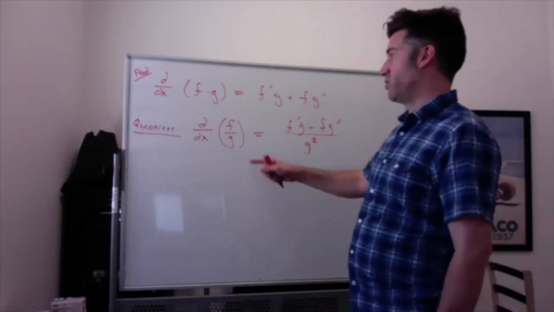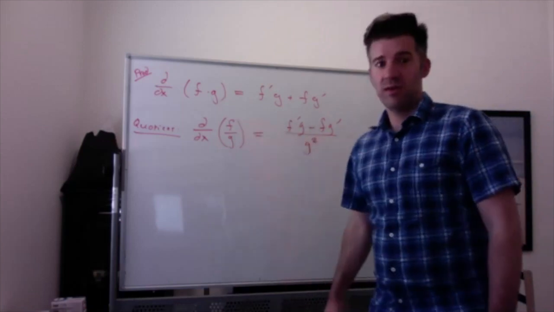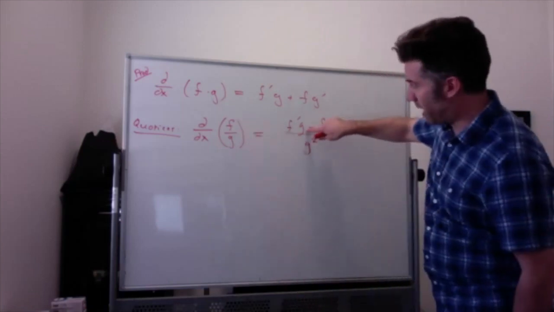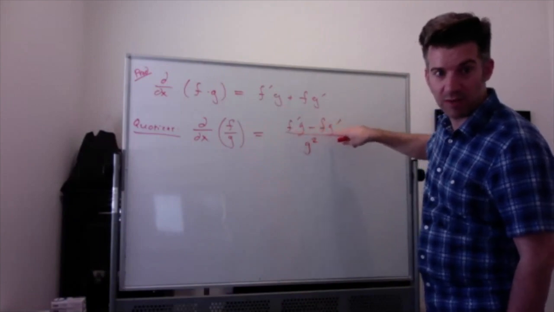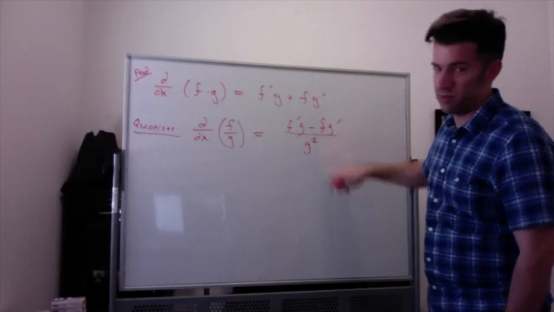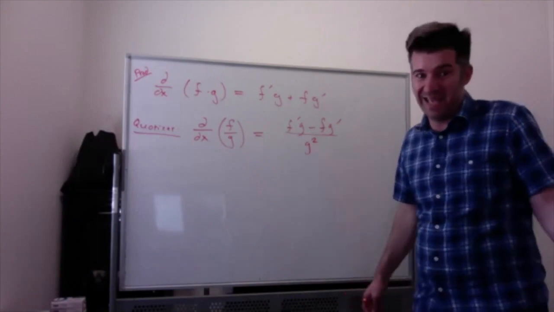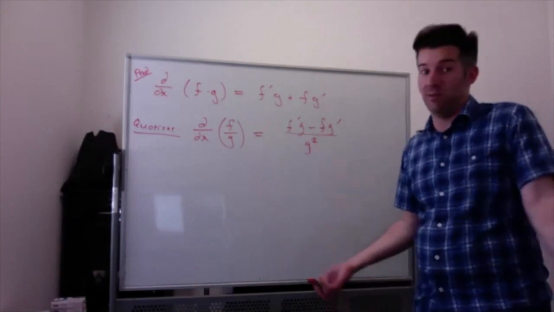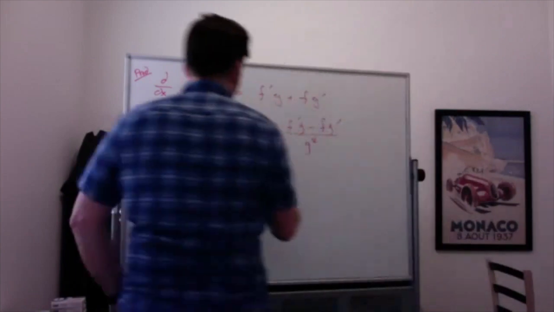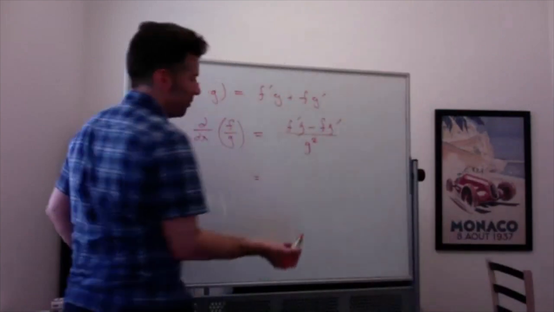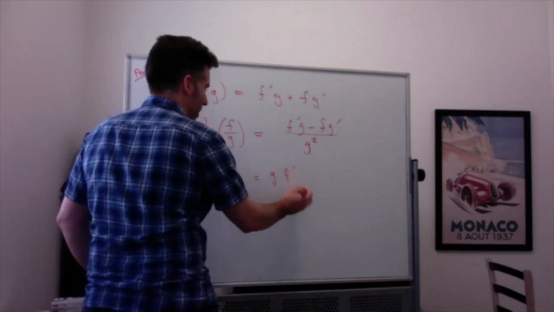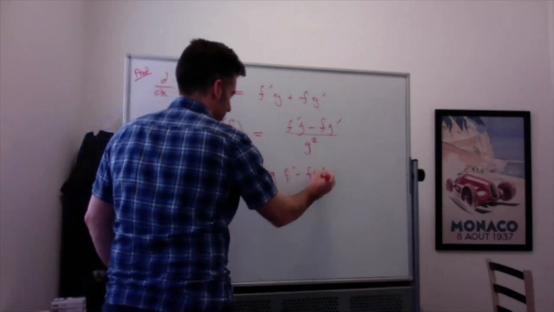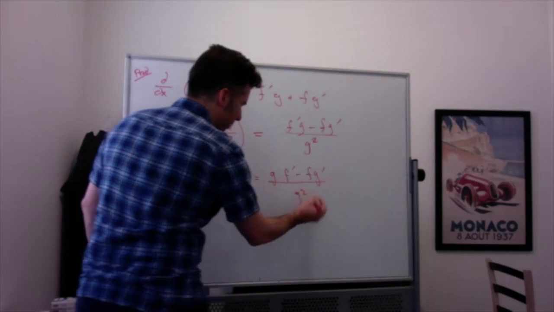Now, here's the way I usually say it when I'm saying it in my head. I say, okay, the derivative of f divided by g is the bottom times the derivative of the top minus the top times the derivative of the bottom all over the bottom squared. That's just the way I say it. I don't know why I say it that way. That's just what works in my brain. So I'm really thinking of it as g times f prime minus f times g prime all over g squared.